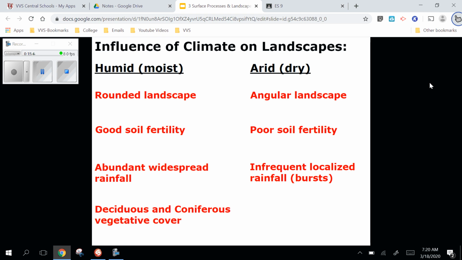So, our vegetation, the trees, plants. Humid climates tend to give us a lot of both deciduous and coniferous. Remember, deciduous are your trees that lose their leaves in the fall. Your coniferous, or cone-bearing, are your evergreens. They don't necessarily drop, though a few coniferous plants do drop some of their needles. But for the most part, they hold on to their needles year-round. They stay green year-round, your Christmas trees, things like that.